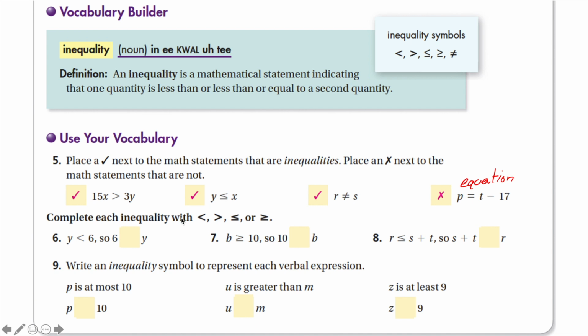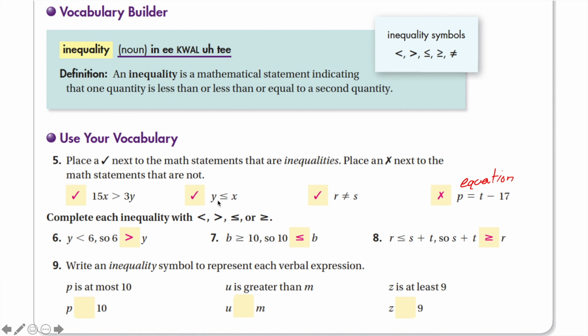Complete each inequality with less than, greater than, less than or equal to, or greater than or equal to. If y is less than 6, therefore 6 must be greater than y. If b is greater than or equal to 10, then 10 must be less than or equal to that b. In other words, if we flip it around, we're also going to be flipping around that sign. So last but not least, we have r is less than or equal to s plus t. So s plus t must be greater than or equal to r.